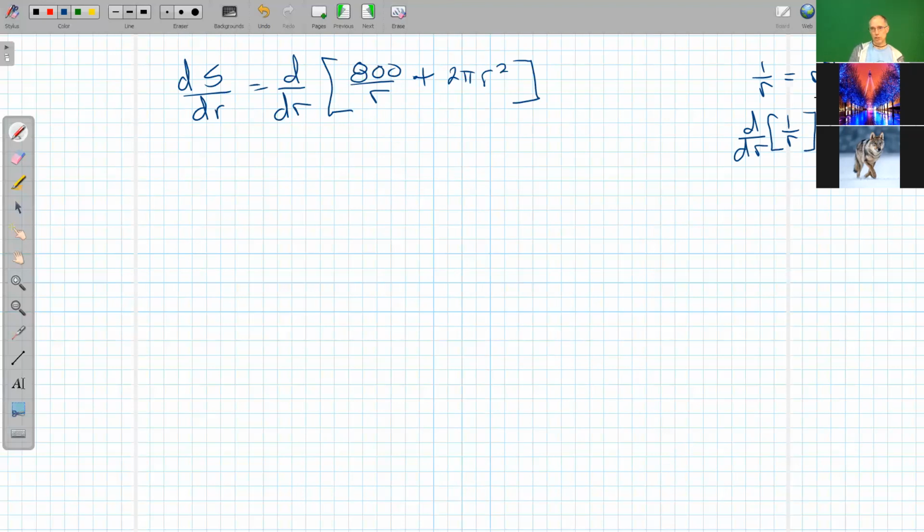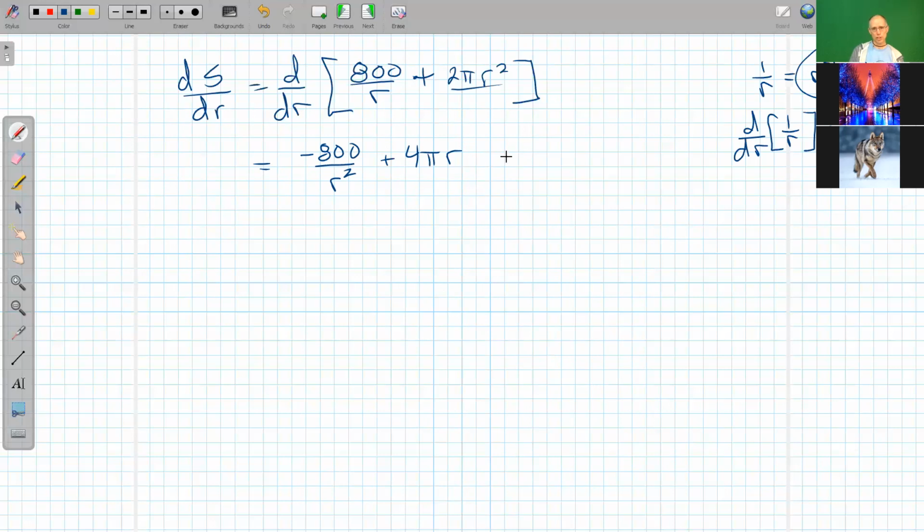And you can double check by using the power rule on that right there if you wish. The 800 is just a multiple, it gets carried along. So I'm going to get negative 800 over r squared for the first part of this sum. Second part is just a straight power rule. 2 times 2 is 4. So I get 4 pi r for the derivative of that part right there.